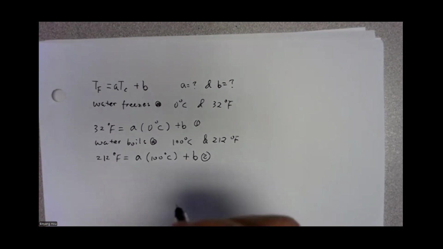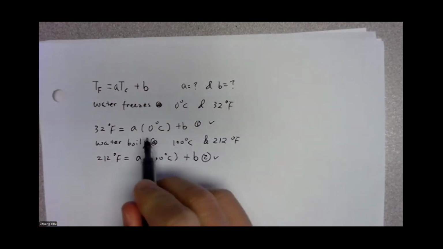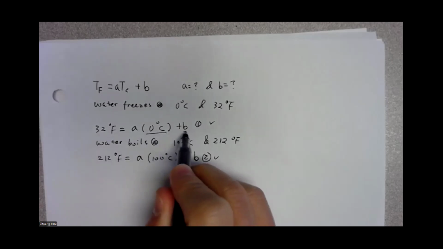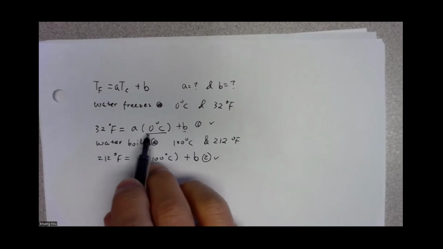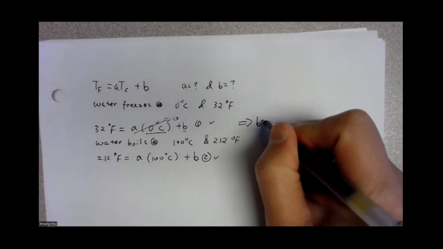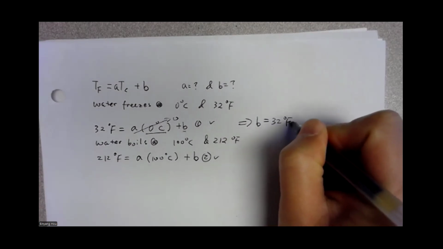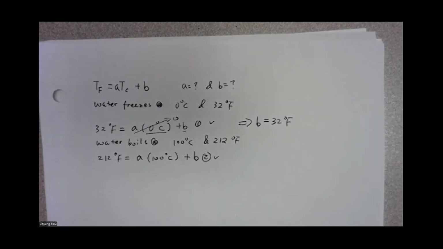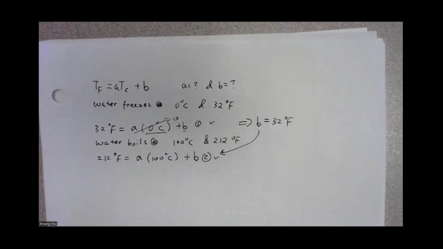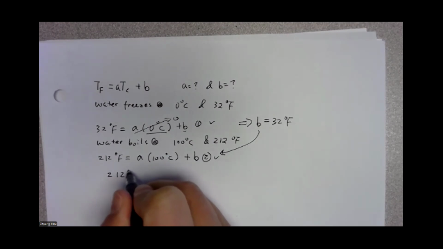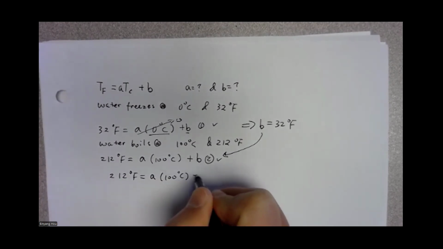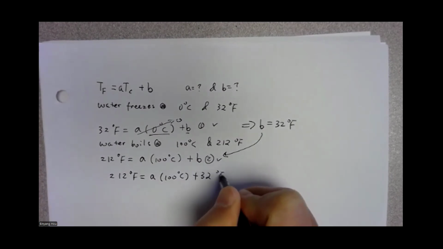If we look at these two equations carefully, we will see that because this is 0 here, this B will be equal to 32 because this one then goes away. So it gives you directly B is equal to 32 degrees Fahrenheit. Okay. Now we have B already. We can put B into the second equation over here. So then 212 Fahrenheit is equal to A times 100 degrees Celsius plus 32 Fahrenheit.